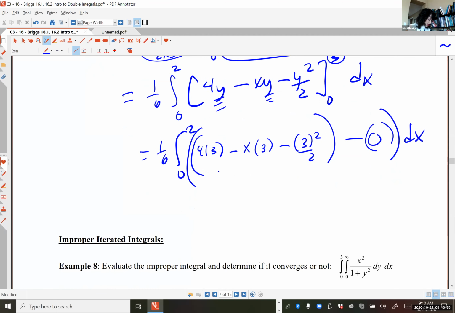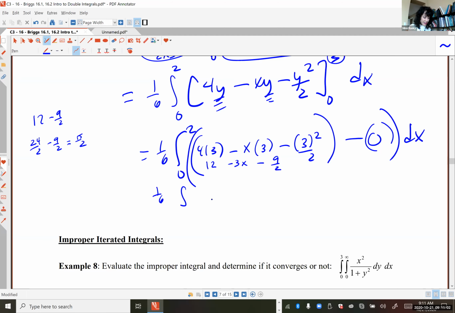So here, I'm now going to get what? I'm still going to have a 1/6 out here. And I'm going to have a 12 minus 3x minus 9/2. I'm going to collect like terms. What is 12 minus 9/2? I think it's 24/2 minus 9/2, which is 15/2.